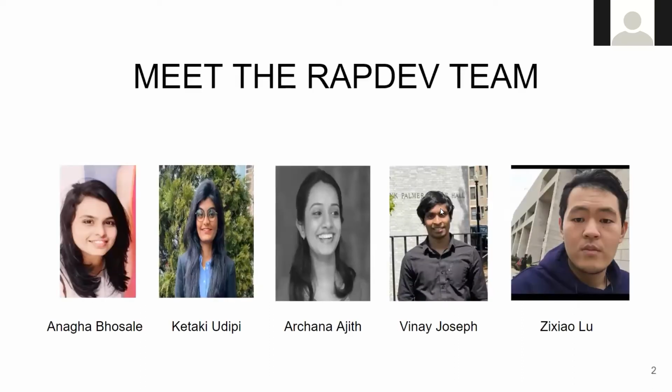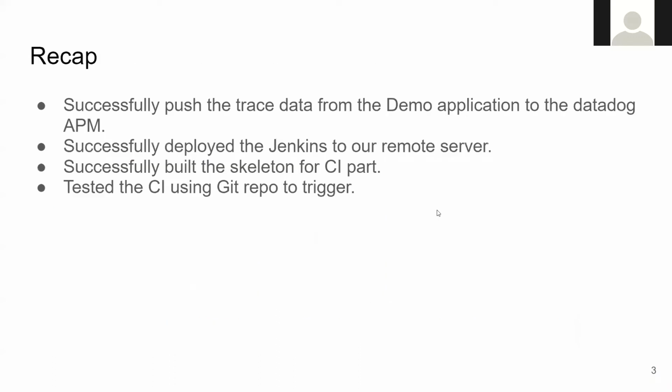We're the team Rapdev, and first of all, I'm going to do a small recap of what we did in the previous demos. In the previous demos, we successfully pushed the trace data from the demo application to the Datadog APM. In addition, we also deployed the Jenkins to our remote server, and we built the skeleton for the continuous integration, the CI part. And furthermore, we tested the CI using a GitHub repo to trigger it.